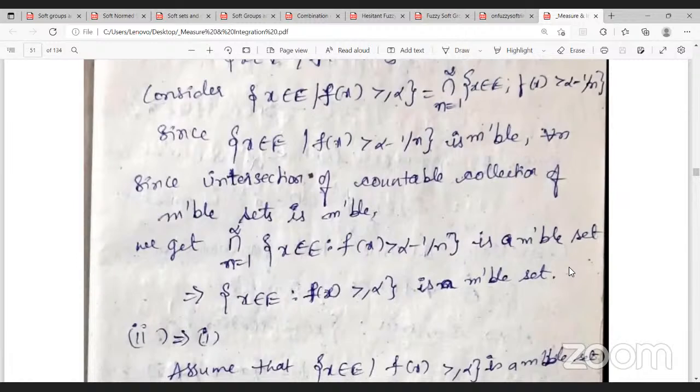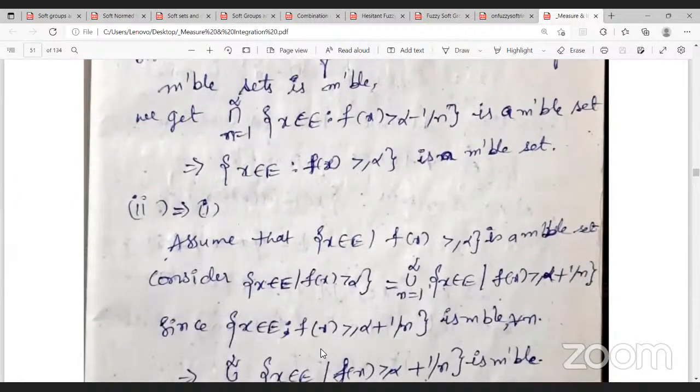By this, the intersection is equal to the set with greater than or equal to. Hence, the given set of x such that f of x is greater than or equal to alpha is a measurable set. Okay, next: second implies first.